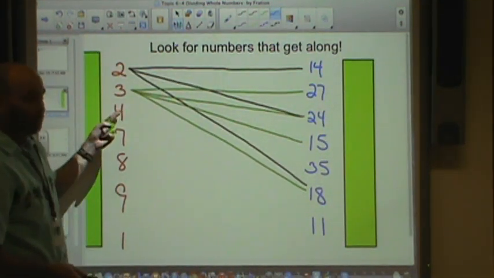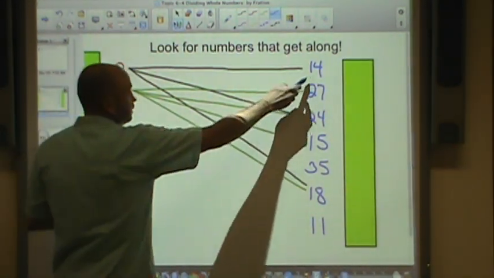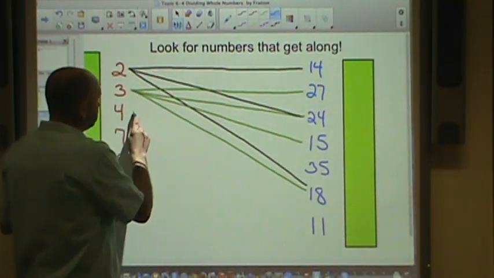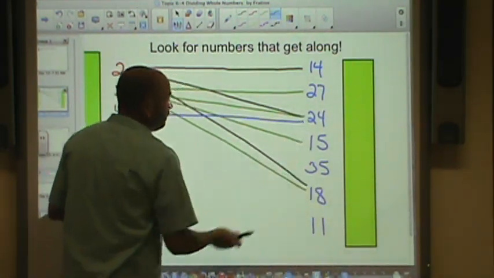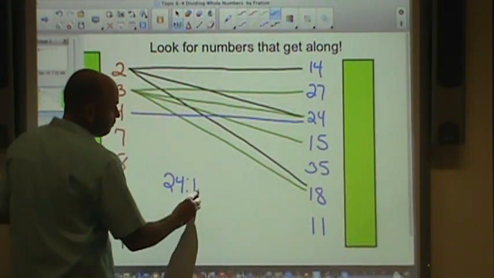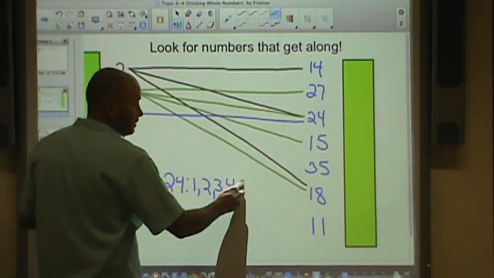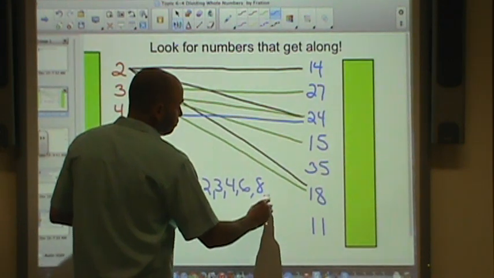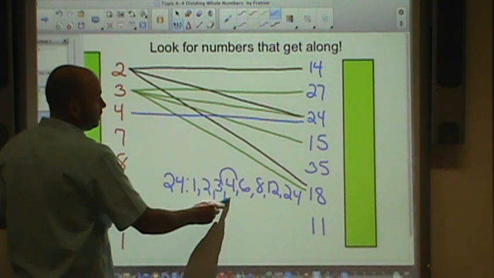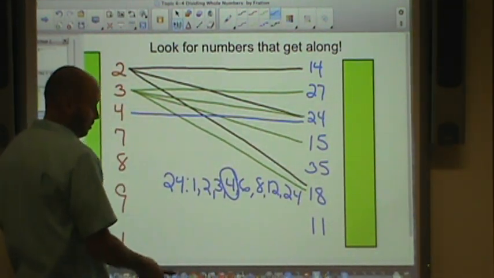Right. If we look at 4, 4 is a little bit limited, isn't it? 4 is an even number, but 4 isn't going to get along with 14. It doesn't get along with 27. But 4 is certainly going to get along with 24, because if you look at the factors of 24, you have 1, 2, 3, 4, 6, 8, 12, 24. Well, 4 is a factor of 24, so it gets along real well with it.